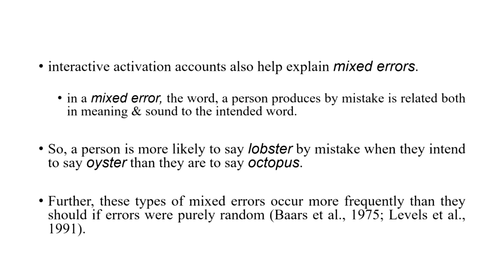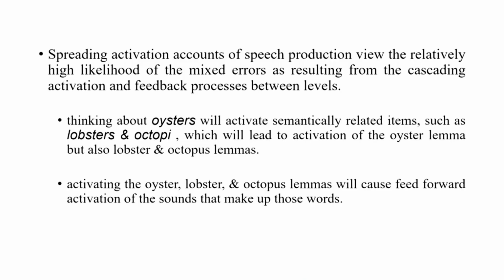And if you look at the speech error data, you will find that these kinds of errors are much more common than if errors were purely random, because if errors were purely random, you would have an equipotential chance of producing either lobster or octopus or any set of jumbled phonemes. Now, the spreading activation account of speech production views the relatively high likelihood of us producing mixed errors as resulting from the cascaded activation and feedback process between levels.